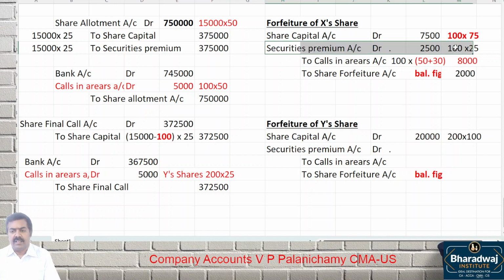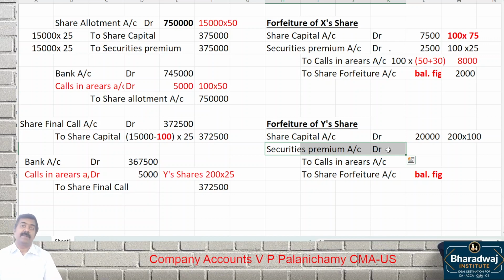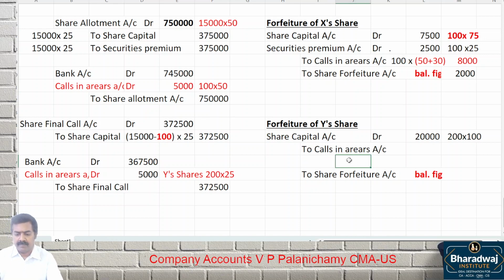Next, இங்க securities premium debit பண்ணிருக்கோம். எவ்வளவு debit பண்ணிருக்கோம்? 25 into 100. For why will you debit securities premium? Which money was not paid? First call, final call. Has he paid allotment money? Yes. So don't debit securities premium. To calls in arrears will be, which money was not paid? First call, 200 shares into first call, எவ்வளவு pay பண்ணல? 30. Final call 25 pay பண்ணல. அது மட்டும் credit பண்ணு.